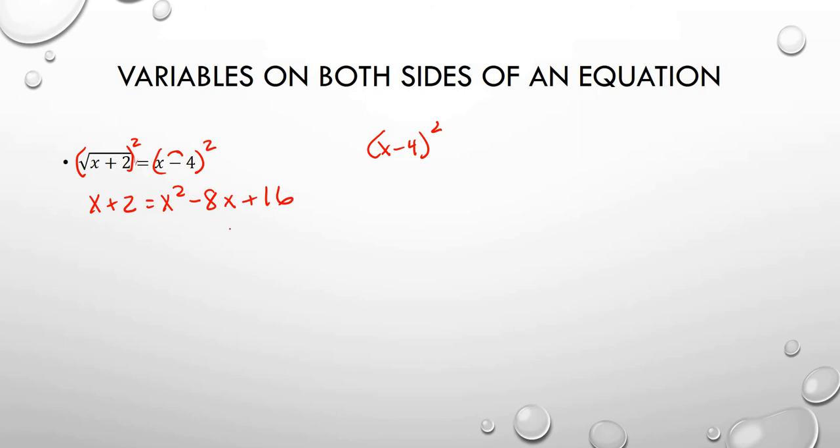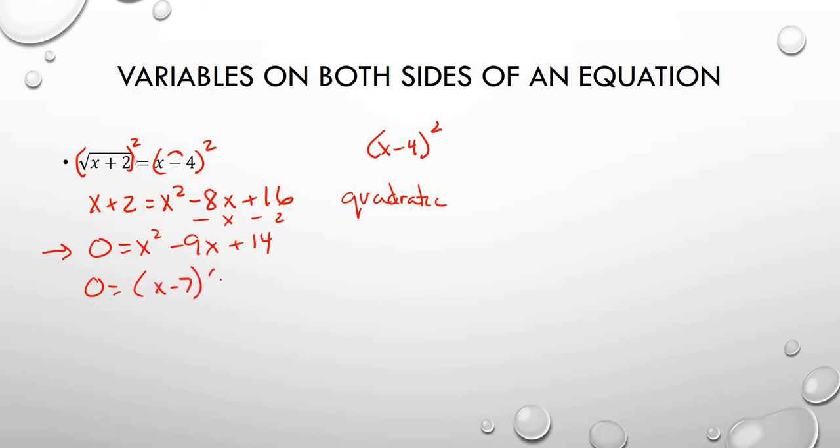Now I've got to isolate the x. Well, take a look at what we have. We've got a quadratic, x squared. So I'm going to move everything to one side. I'm going to subtract x and subtract 2. And now I have several options on how to solve this. I think factoring is going to work, so I'm going to use my factoring, x minus 7, x minus 2, and then set each of my factors equal to 0. So x equals 7, x equals 2.